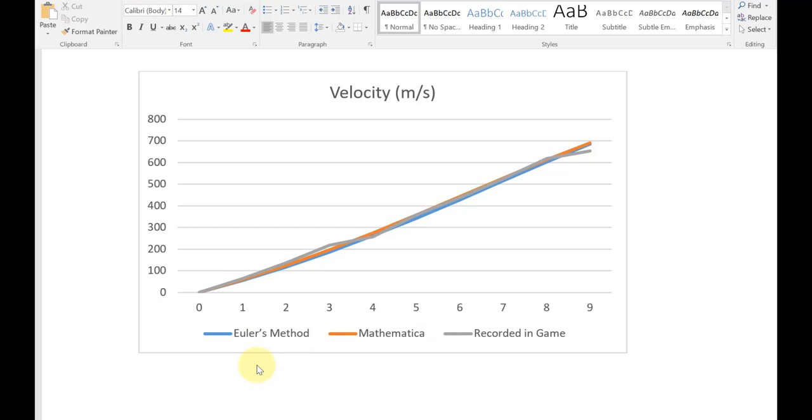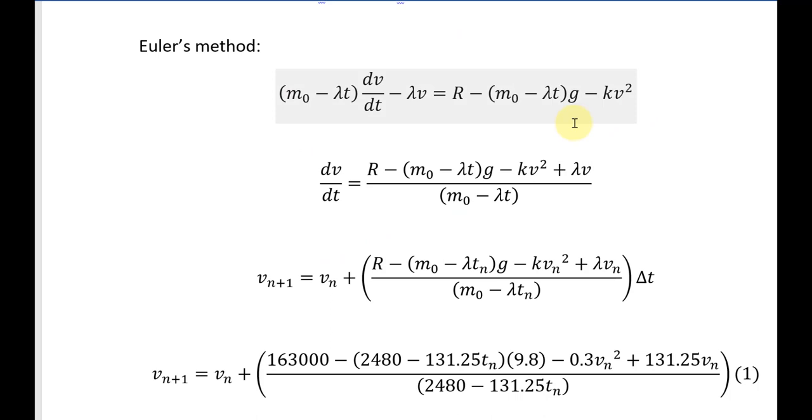The principle of Euler's method is that you start with some first-order differential equation like we have here, but in order to apply Euler's method, you want to solve for the derivative. So I've divided by this m0 minus lambda t underneath, and of course, I moved this term lambda v over to the other side and then divided by this changing mass. Now, Euler's method is basically described by this equation right here.